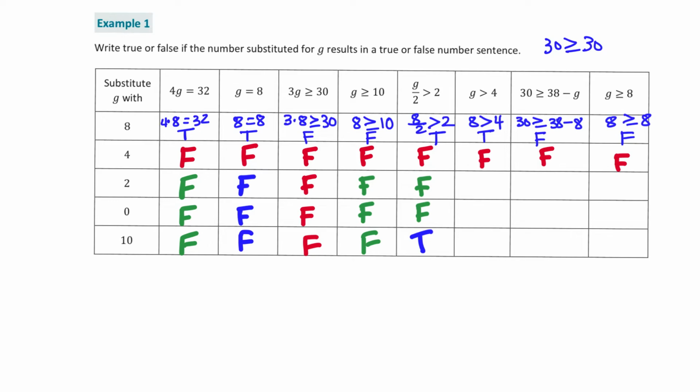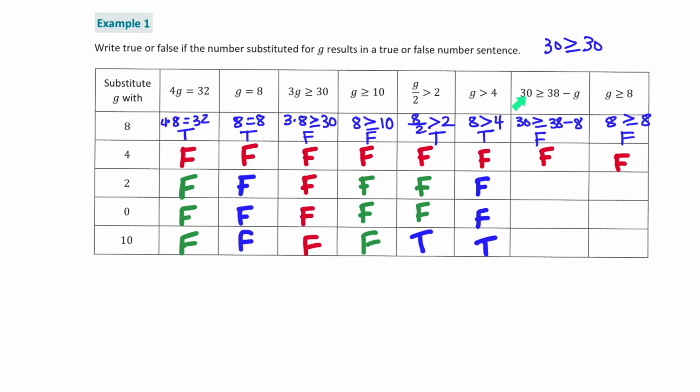Let's look at the next one. Again, an inequality. We have a 4, and we say that g, our secret number, is greater than 4. So it has to be more than 4. So we have a 2. 2 makes it false. 0 makes it false. And 10 makes it true. By now, you should see the pattern, right?